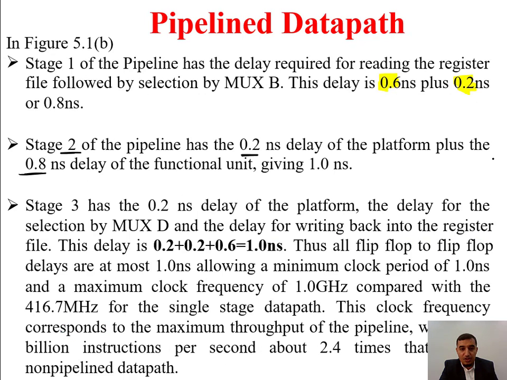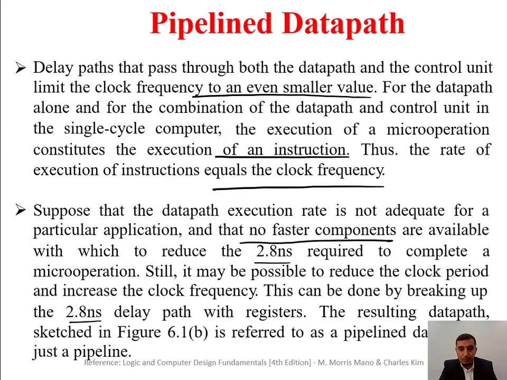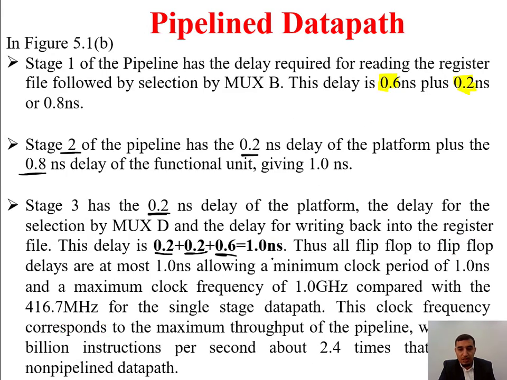And the final stage, as you can see, stage 3, has 0.2 delay from the platform and 0.6 to write to the register file. So this delay will give us 0.2 plus 0.2 plus 0.6. Here we have 0.2 from the platform, 0.2 from MUXD, and 0.6 from the register file. So this will also give us 1 nanosecond. So in total, we will have a maximum frequency of 1 gigahertz, a time delay of 1 nanosecond.